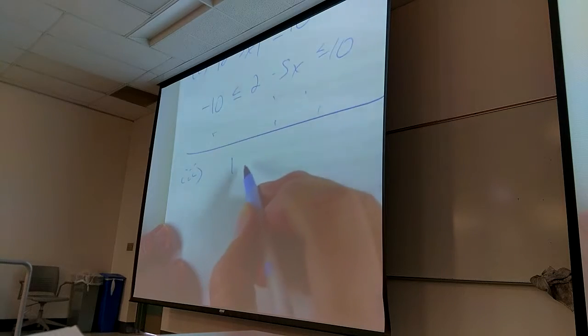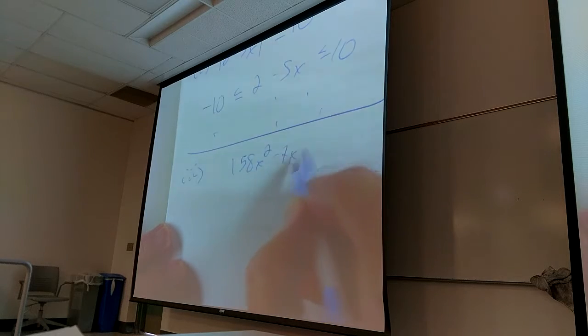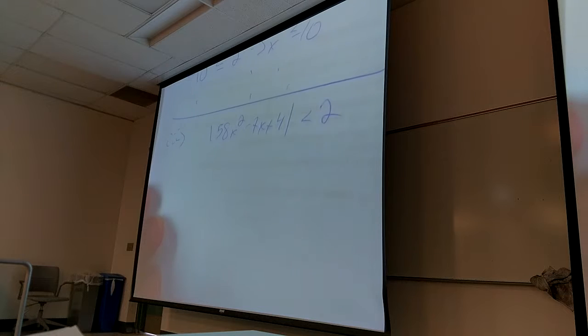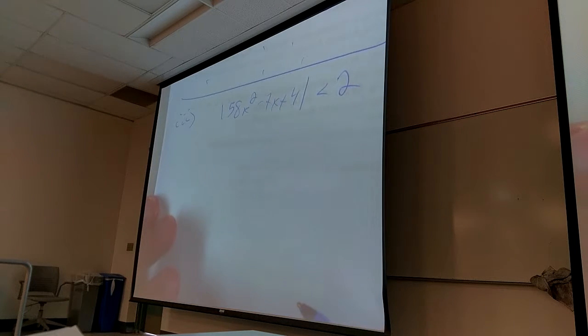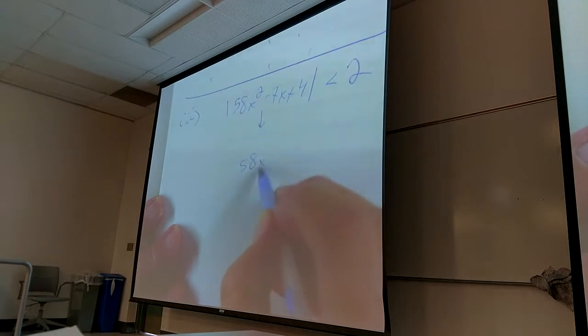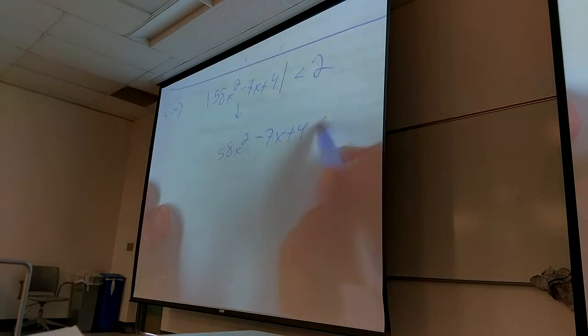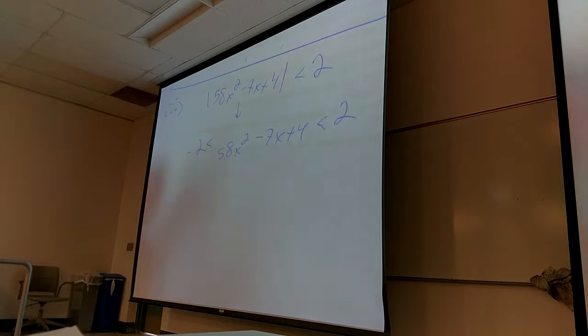Too bad for me. So if I have the absolute value of 58 x squared minus 7x plus 4 is less than 2, you want to solve that? You don't have a clue how to solve that. But can you rewrite it? Yes. You basically say this is in between, less than 2, greater than negative 2. Because that's what less than means.